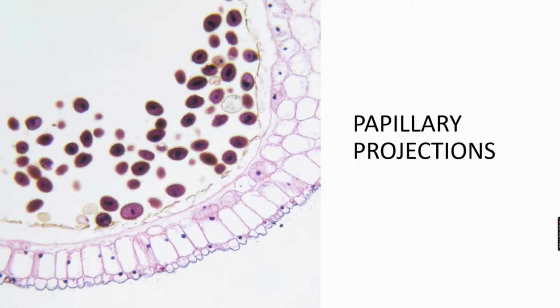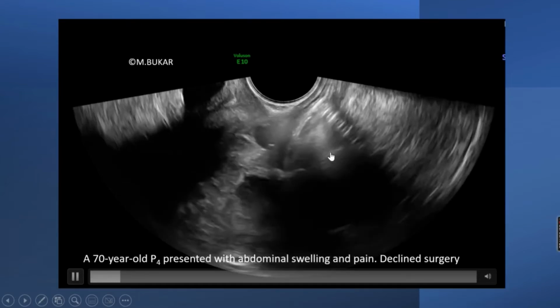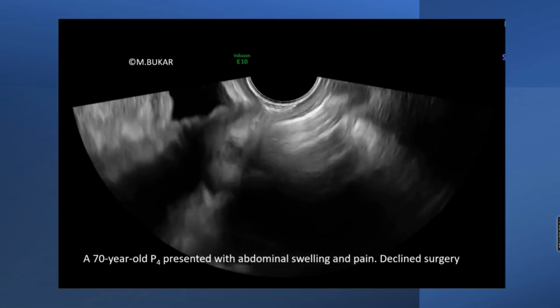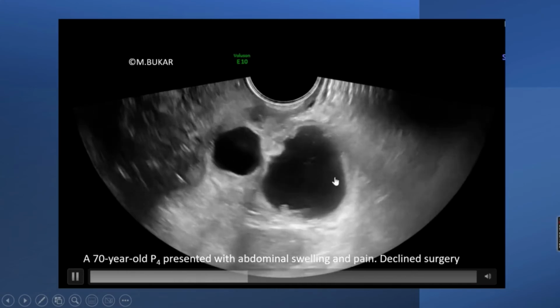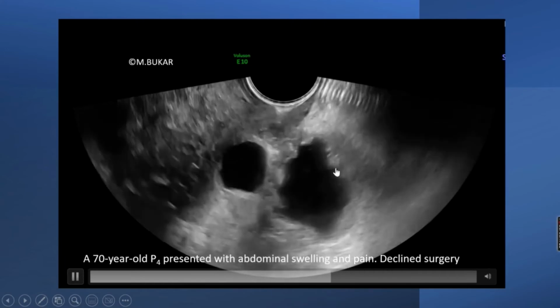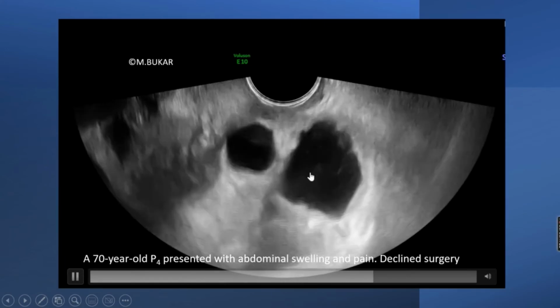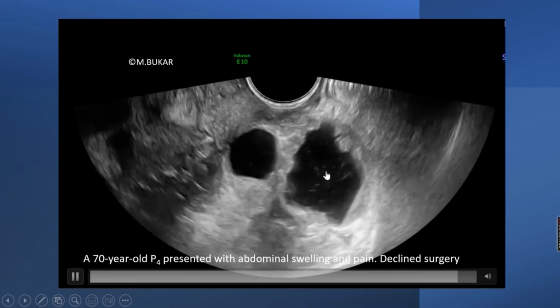Now let's look at papillary projections. This was a 70-year-old being evaluated for advanced ovarian cancer. You can see the uterus here, sandwiched by this tumor. So let's look at the irregular cysts. So you can see the papillary projections are not moving with probe pressure, note the irregularity of the cysts.